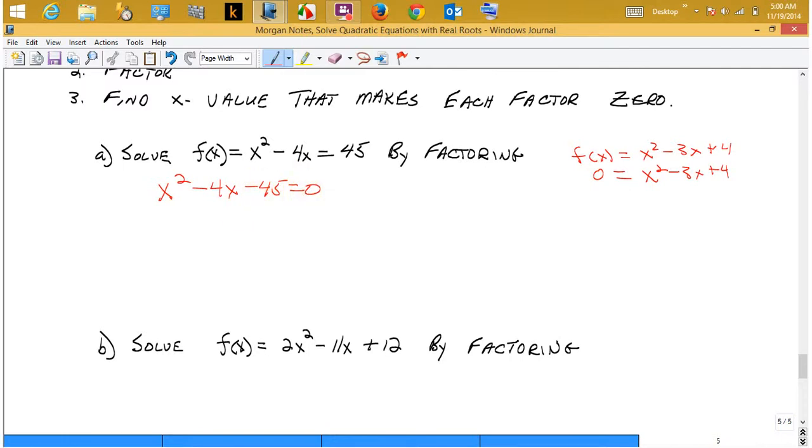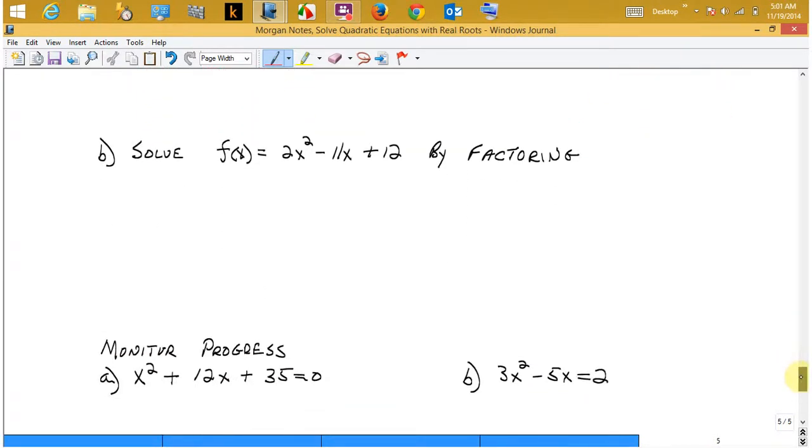And so now what I'm going to do is look for two numbers that add together to give me a negative 4 and multiply together to give me a negative 45. Well, that's going to be x minus 9 and x plus 5 equal to 0. So my solutions to this would be x is equal to 9 and x is equal to a negative 5. Those would be the two zeros.